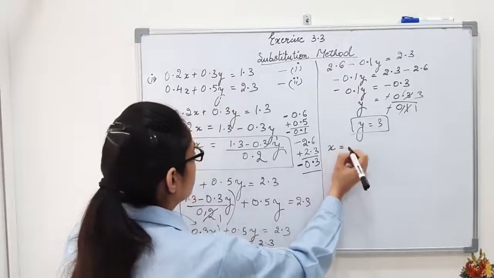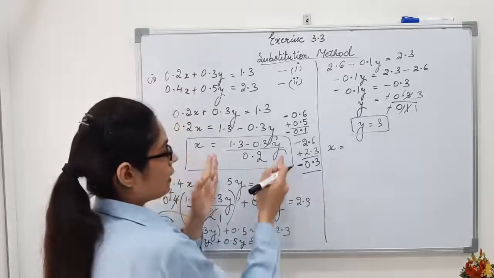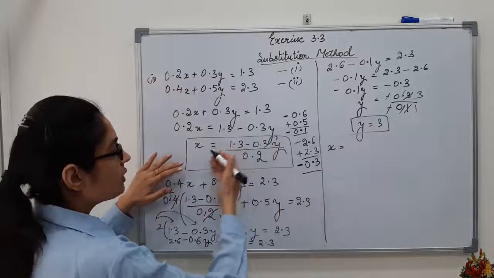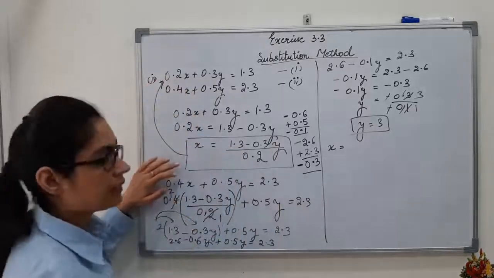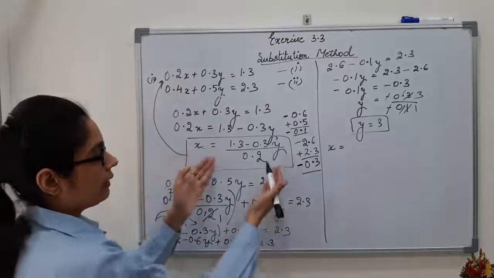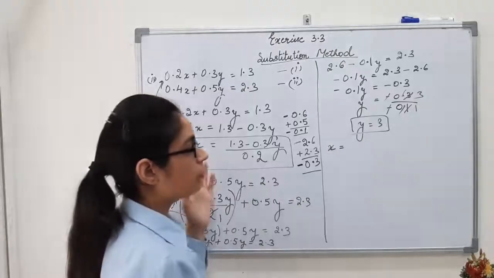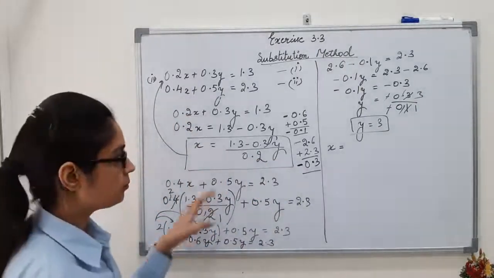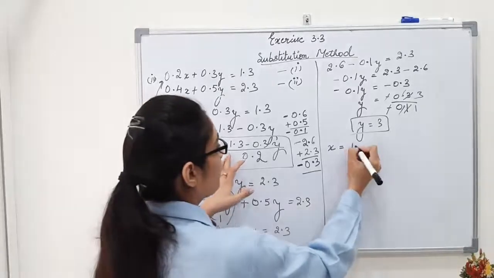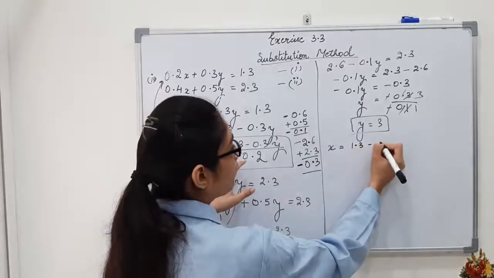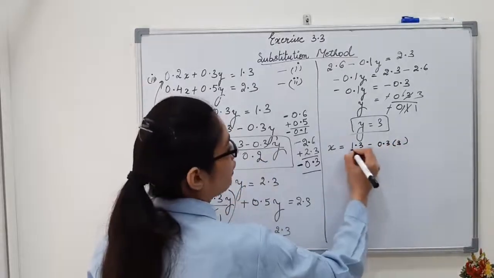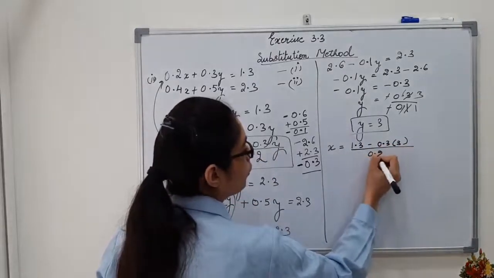So x is equals to, the reason why I am putting this in this is that this is our first equation itself, so it doesn't matter. Directly I am putting here. It will be easy. Putting here means I am putting in first equation. So x is minus 1.3 minus 0.3. In place of y I will write 3 divided by 0.2.